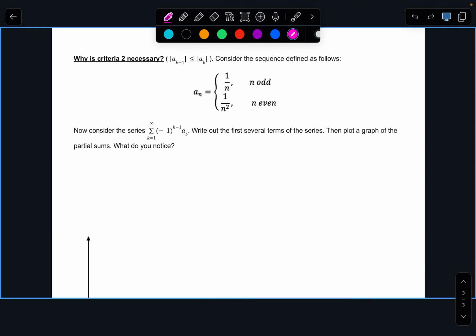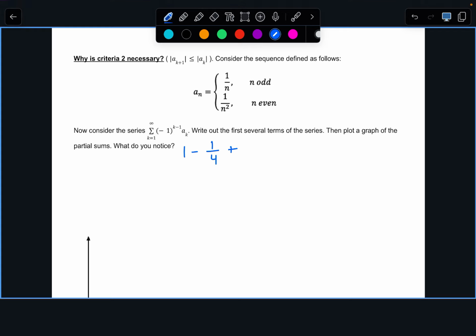So why is criteria 2 necessary? Why do the terms have to be strictly decreasing? We're going to consider a piecewise defined sequence, a sub n. And then we'll look at the alternating series built with that piecewise defined sequence. So if we write out the first several terms of this series, term number 1, we're starting on a positive, negative 1 to the 1 minus 1. So it is positive when n is odd, so it is 1 over 1. Our second term is going to be negative and n is even, so it's 1 over n squared. 1 over 2 squared is 1 over 4.